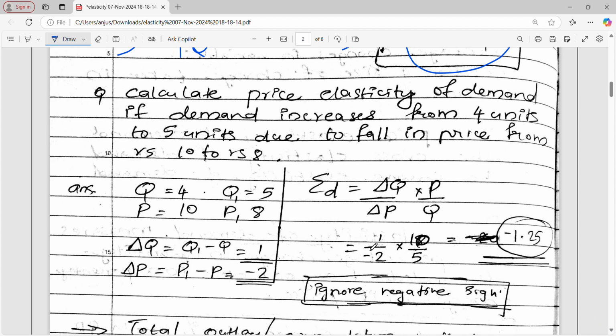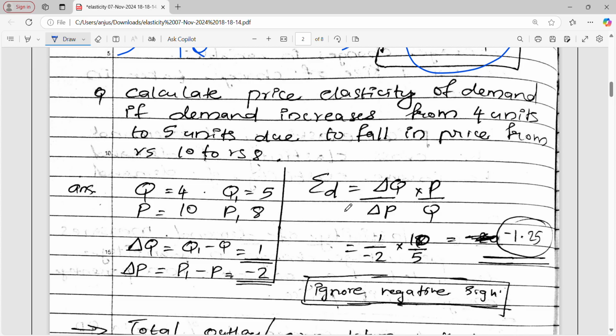Calculate the price elasticity of demand if demand increases from 4 units to 5 units due to a fall in price from 10 rupees to 8 rupees. So the quantity demanded first was 4, later it is 5. New quantity demanded is 5. Original P is 10, then the decreased price is 8, the new price is 8. So the change in quantity is 1 and the change in price is minus 2. Right, 8 minus 10 is minus 2.